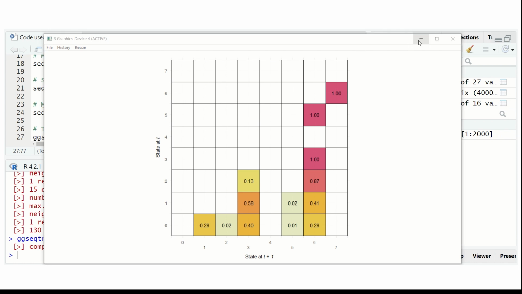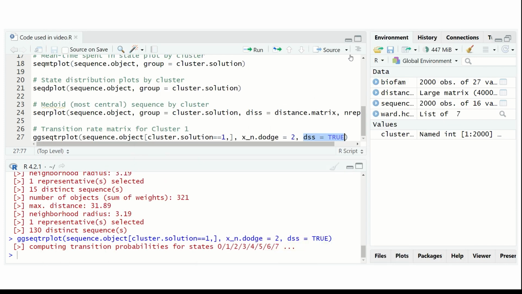So that's all the visualizations that I'm going to go through. As I said, the TraMineR manual has loads more. You would also probably do some other analysis. So in the worksheet, I provide you with a piece of code that allows you to attach cluster membership to the biofam dataset.